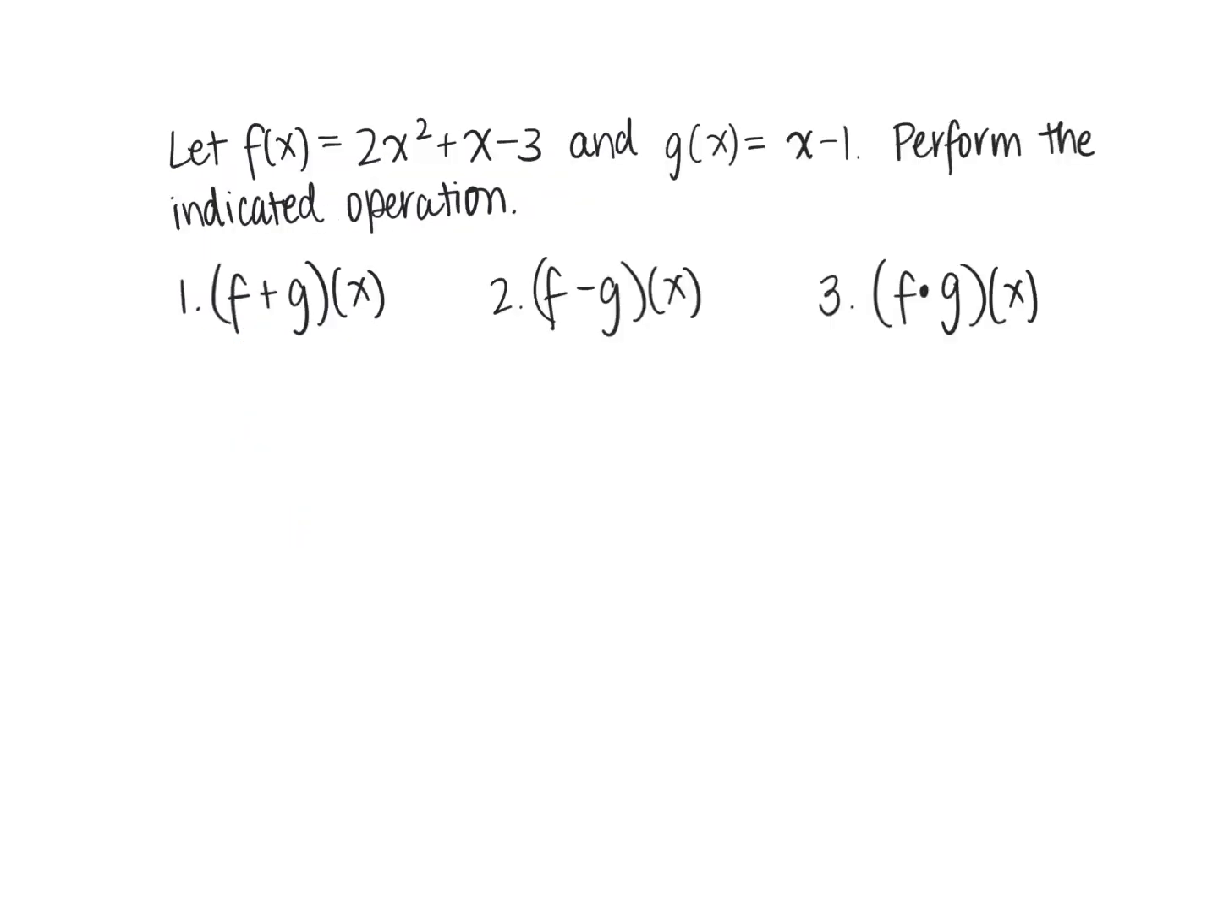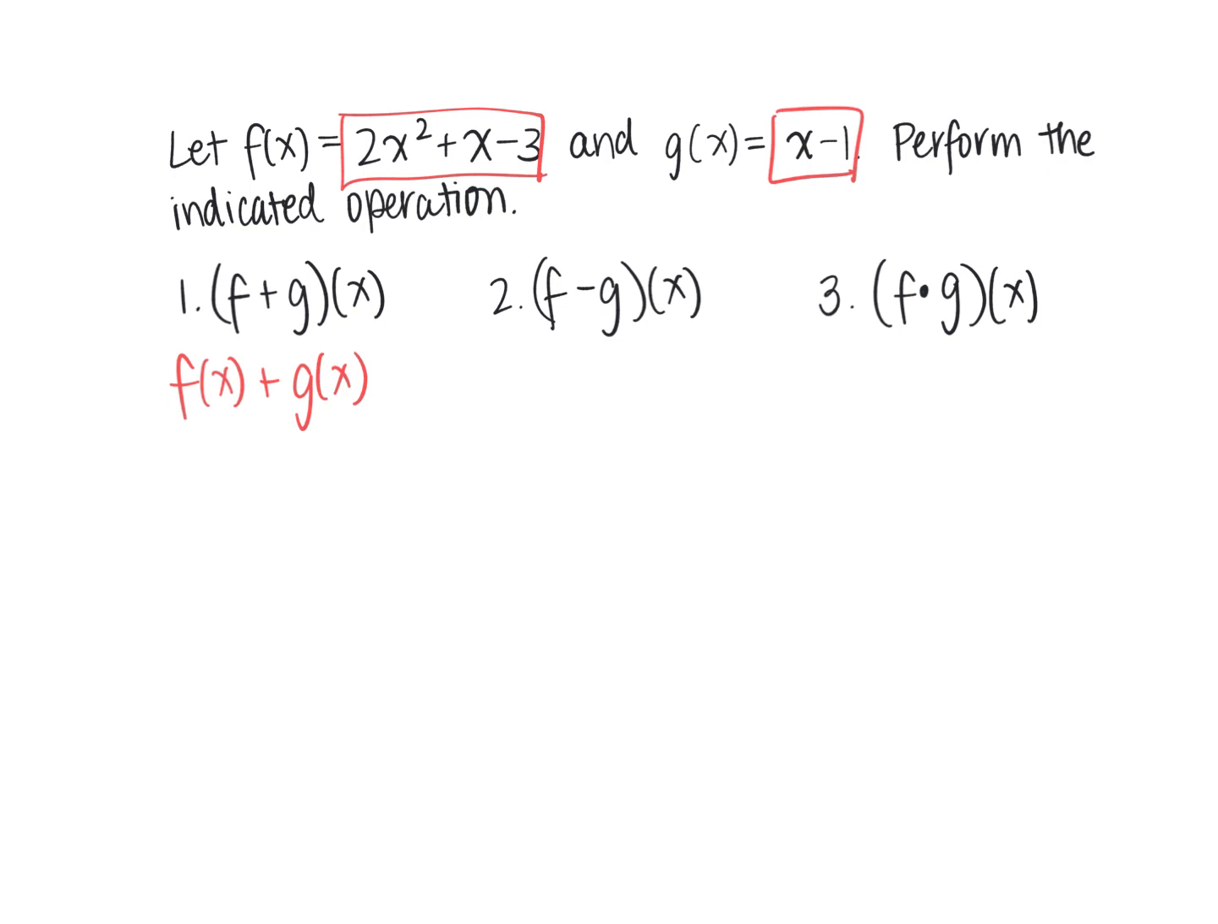All right, so in these examples, I'm going to show you how to add, subtract, and multiply these functions. The problem states, let f of x equal 2x squared plus x minus 3, and let g of x equal x minus 1. And then you are to perform the indicated operation. The first one says f plus g of x. So what that means is f of x, so this whole expression, plus g of x, which is this expression.